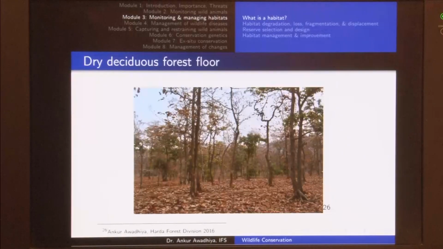So essentially in this lecture we looked at the definition of habitat, the biotic and abiotic factors that govern a habitat, the different kinds of habitats that we have in India, and what makes a certain region a suitable habitat for a species and maybe not a suitable habitat for another species.